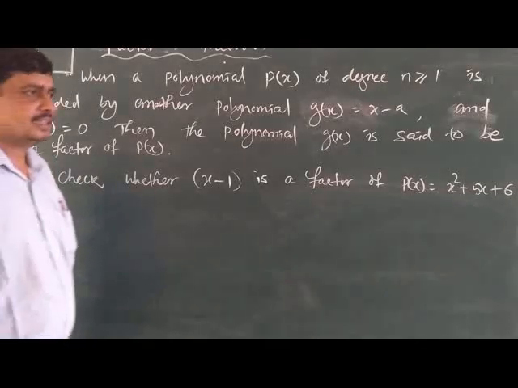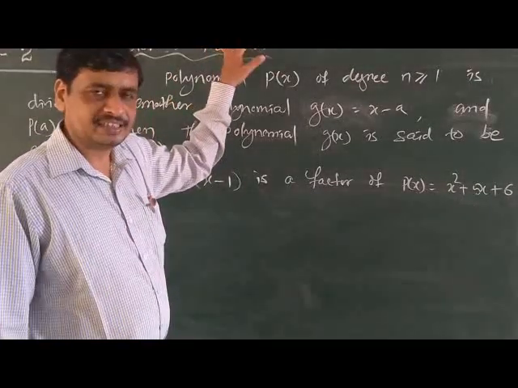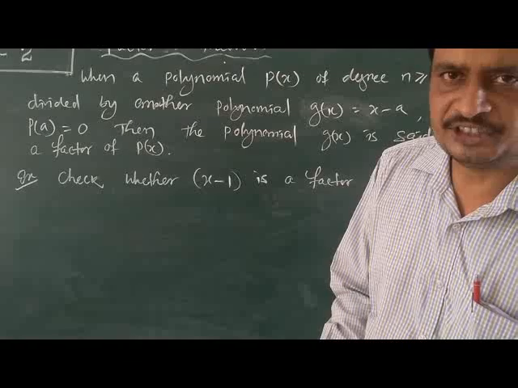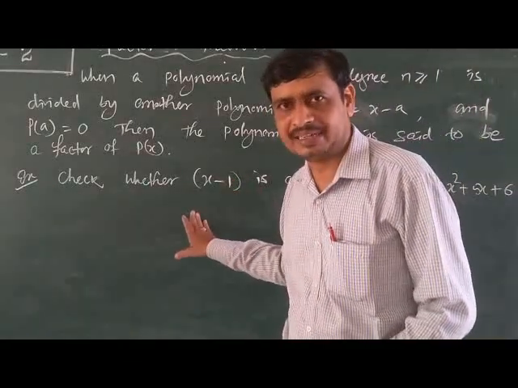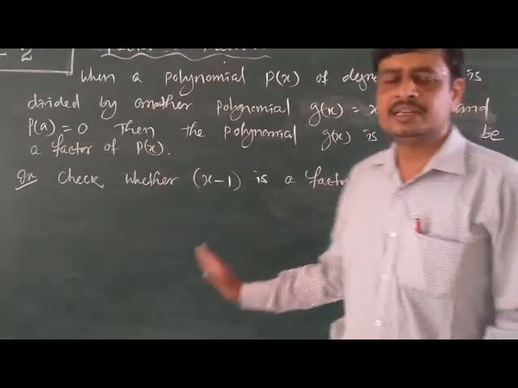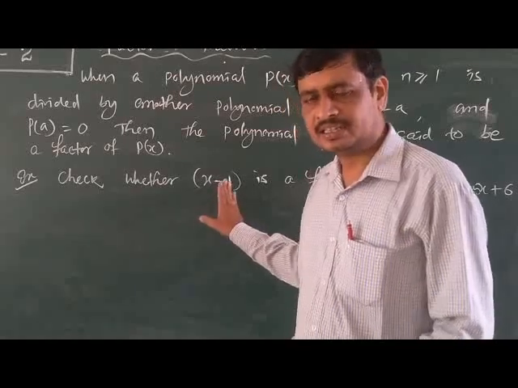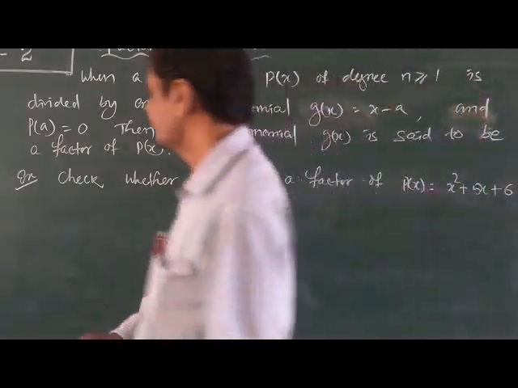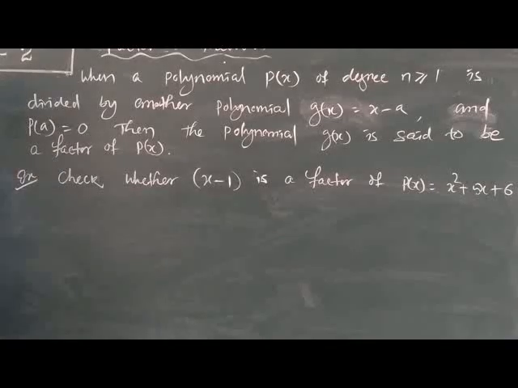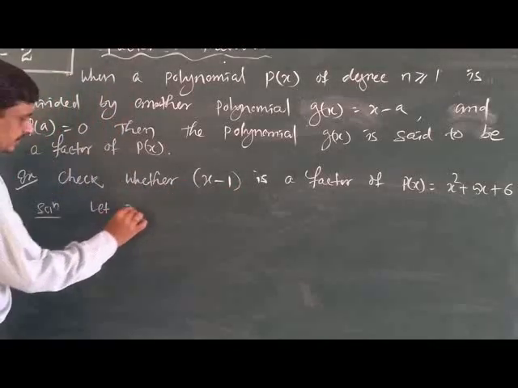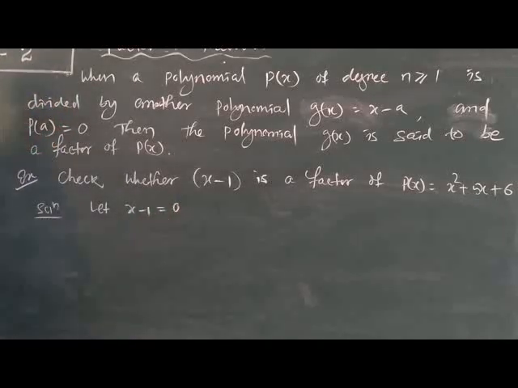To check, on the basis of the factor theorem, we have to find the value of the remainder. When we get the remainder 0, then this x minus 1 becomes a factor of the given polynomial. If the remainder is not 0, then this x minus 1 is not said to be a factor of this polynomial. So to follow this theorem, first we have to equate this divisor x minus 1 with 0. Let x minus 1 is 0. This implies x equal to plus 1.